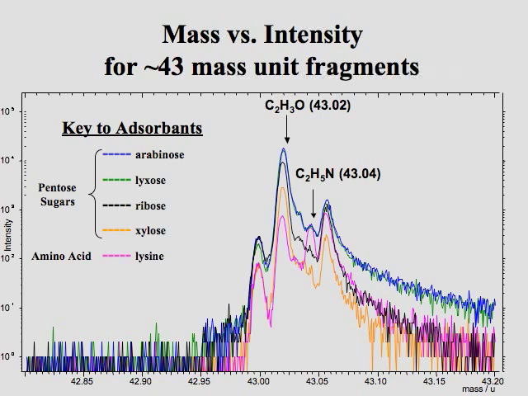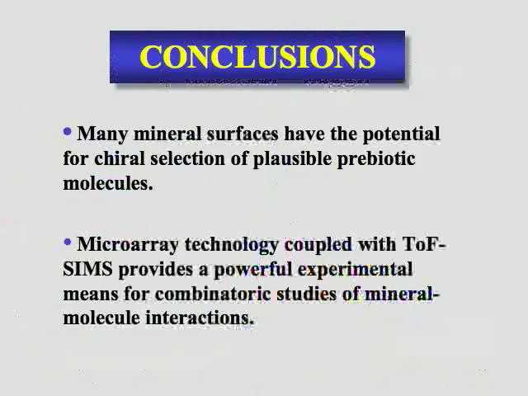Our conclusions. First, I really want the take-home message: many, many different mineral surfaces, in any geochemical environment, have the potential for chiral selection. And it selects these plausible prebiotic molecules. This may have been a contributing factor in creating local chiral microenvironments with concentrations of one chiral molecule or another.